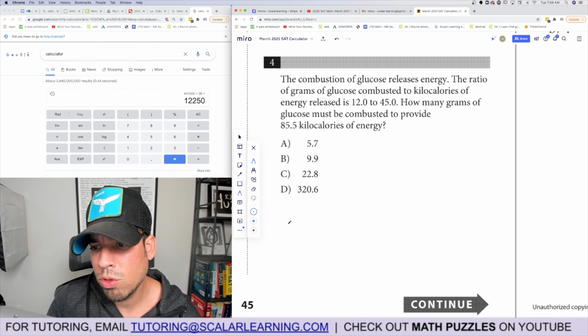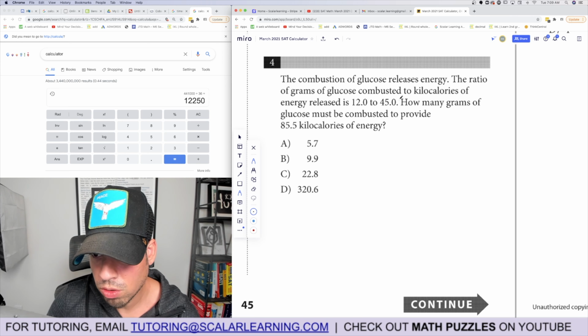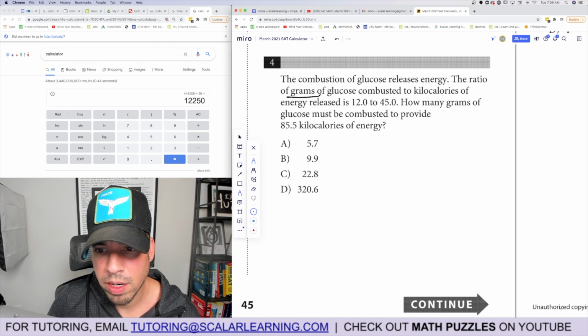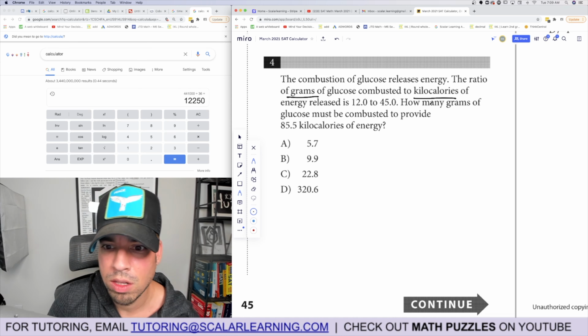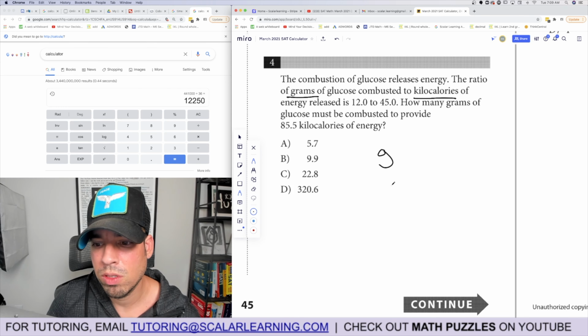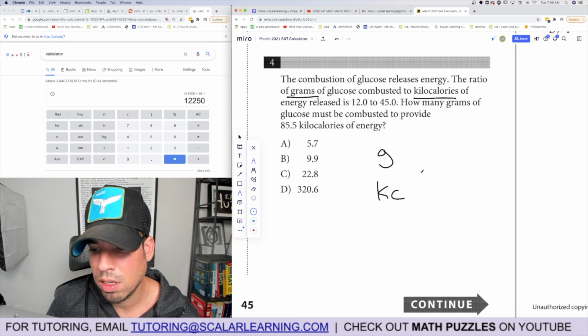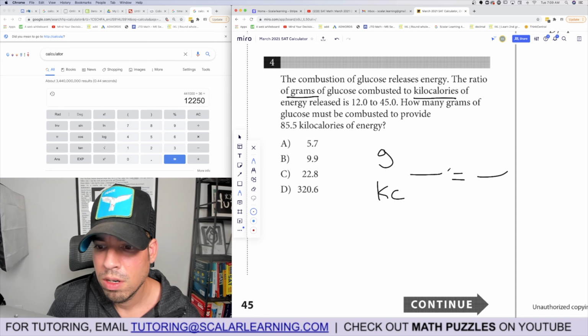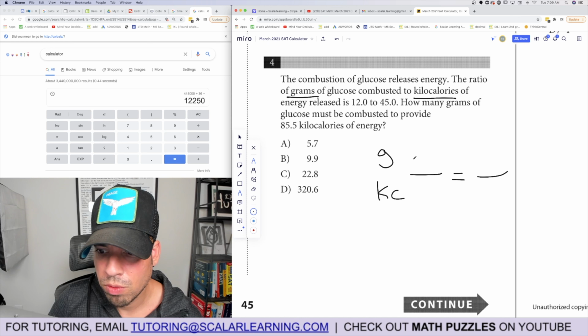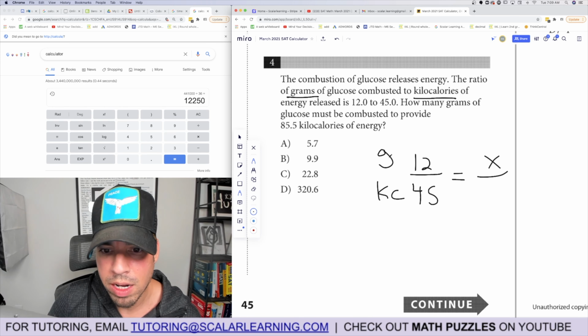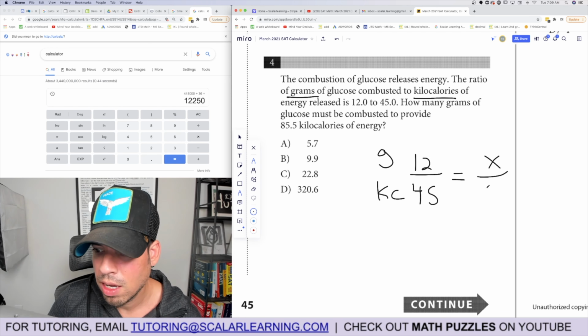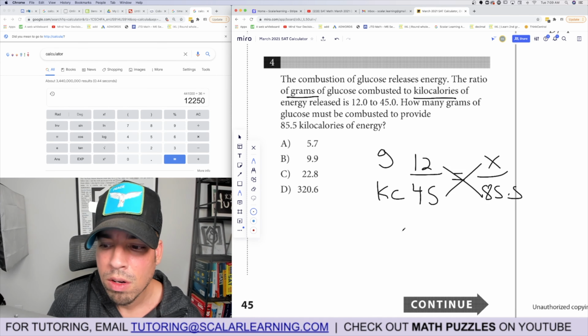Number 4. The combustion of glucose releases energy. The ratio of grams of glucose combusted to kilocalories of energy released, grams to kilocalories. I'm already seeing a nice proportion being set up here. The ratio of grams to kilocalories is 12 to 45. How many grams of glucose? Notice how I label, right? We have unknown grams of glucose to make 85.5. We've got a proportion, cross multiply to solve.